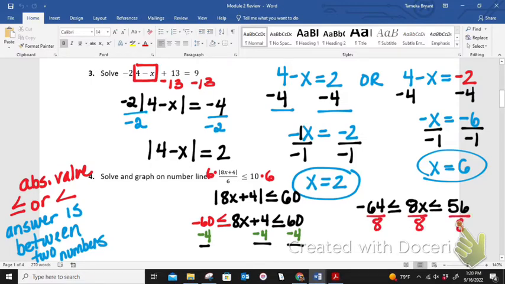And you get that the solution is going to be numbers that fall between negative 8 and 7. So any number, if you look on the number line, any number between negative 8 and 7 is going to work. That's why for a less than, the answers are going to fall between.